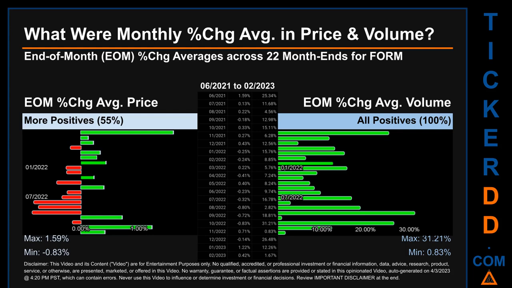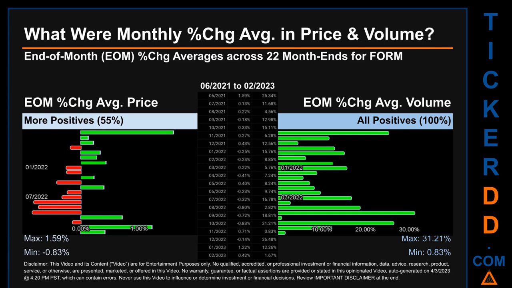What were end-of-month percentage change averages in price and volume for FORM? The monthly average of percentage change in price and in volume were calculated for each of the 22-month ends. That calculation took daily percentage changes and averaged them for each given month. If a month end came out negative, then it means that the month summarily saw a negative change.